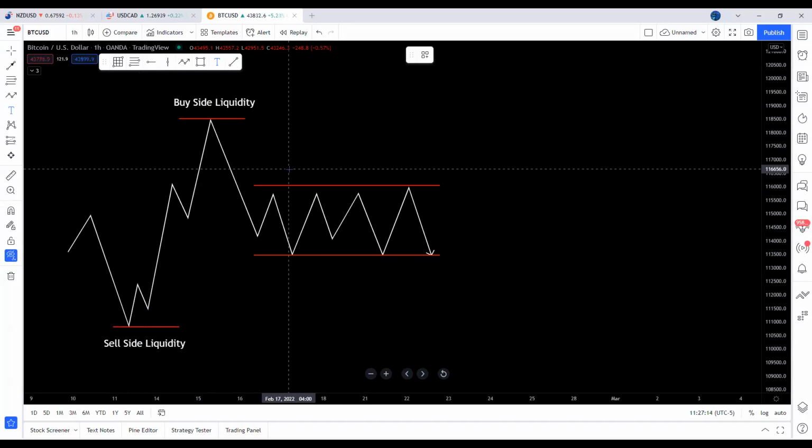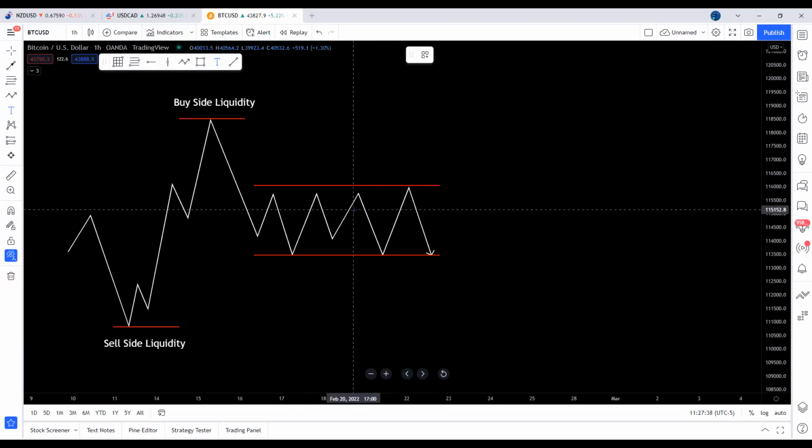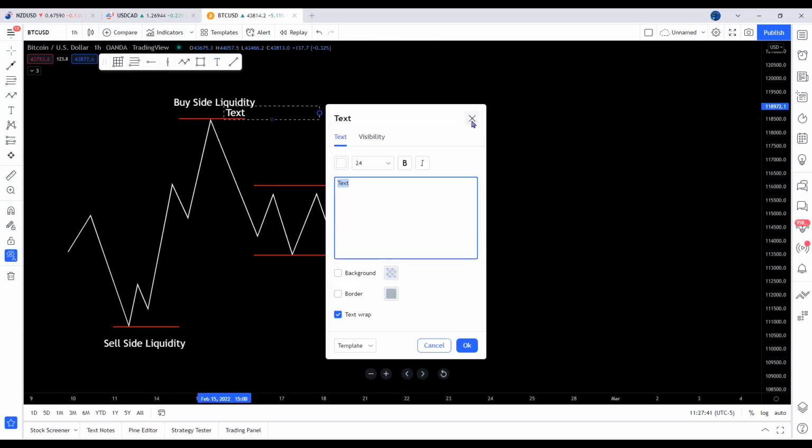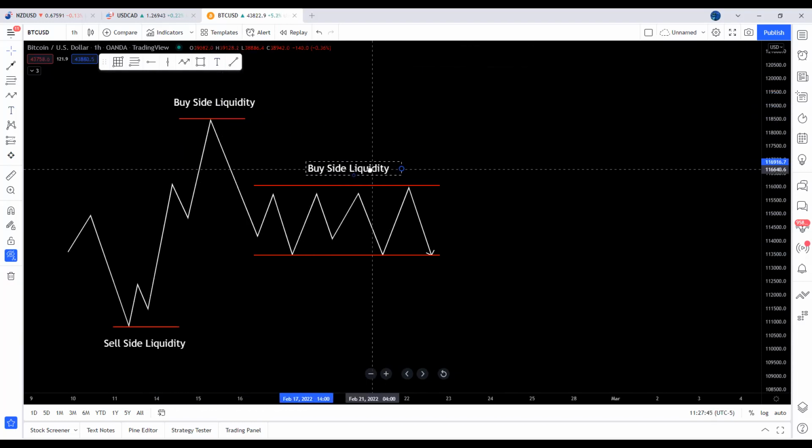Sir, resistance and support. Okay, so some people are saying support. Not quite, but I'll show you why that could technically be correct. An expansion, sir. Expansion, okay. Not quite. No, not an expansion. I'm talking about these lines, these red lines up here and up here. So the answer is actually very simple. They're the same thing. They are also buy side and sell side liquidity.